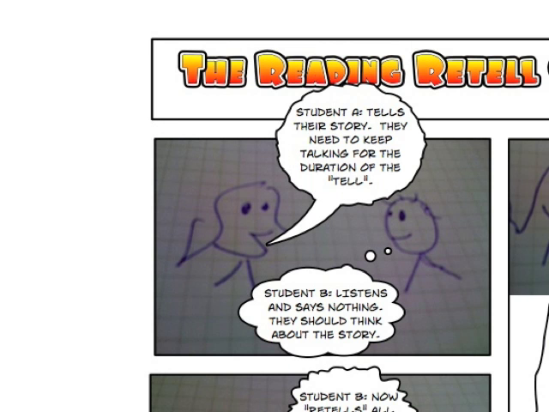First we'll have a student A here on the left, and they tell their story. They need to keep talking for the duration of the tell, as it's called. This could be a minute, minute and a half, 2 minutes, whatever it is. But you decide, and they know in advance that they are person A. And person B here, all they do is listen. They have to keep their mouth shut, and they say nothing. They should think about the story.